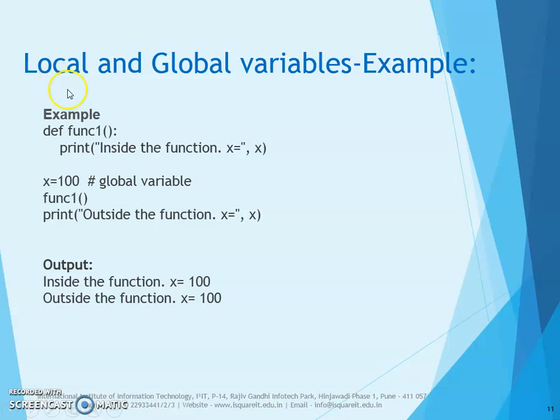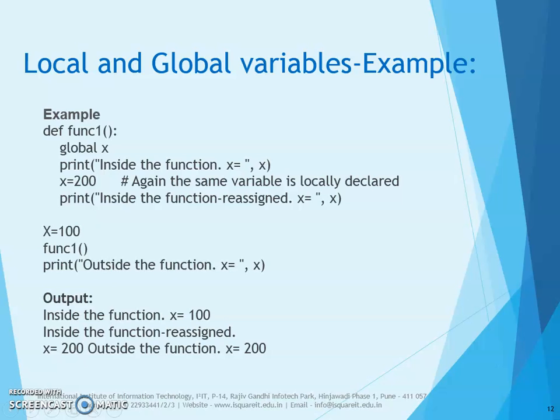Now one more example on local and global variables. So we have started with the function definition. So value is x is equal to 100. We are assigning globally. We are calling the function. Once this function is called, it will display inside the function x is equal to, value is 100, so it will be printed 100. Again execution will go here and display outside the function x is equal to again 100. Same case that we have studied in previous.